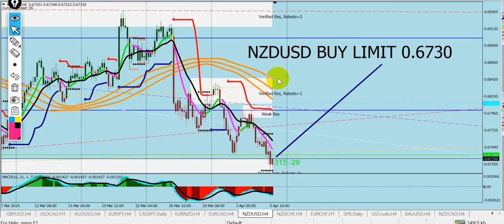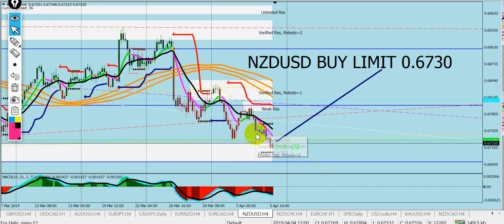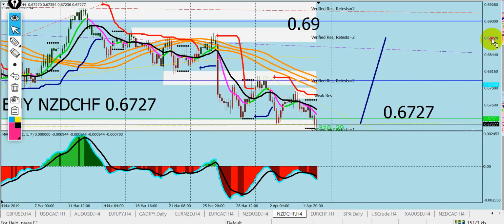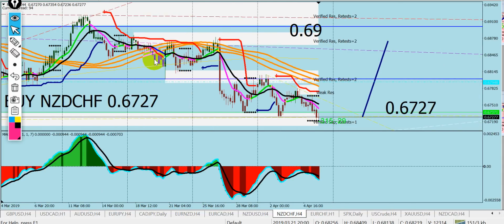New Zealand USD, so I think this is a really good buy. It's not confirmed yet at all, but I think this will bounce from this support level. This support level has been tested 6 times, and it did hold 6 times, so pretty much it's going to hold one more time. If you want to wait for price action or a moving average cross, that's fine, but I think this price is good to buy. New Zealand franc, the same thing. I think this is a good price to buy.